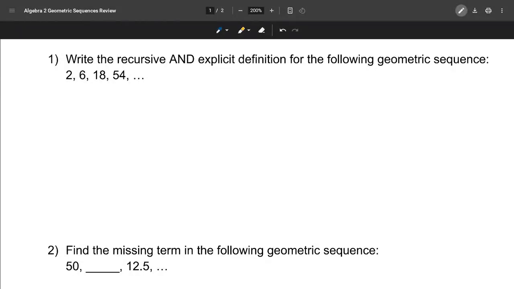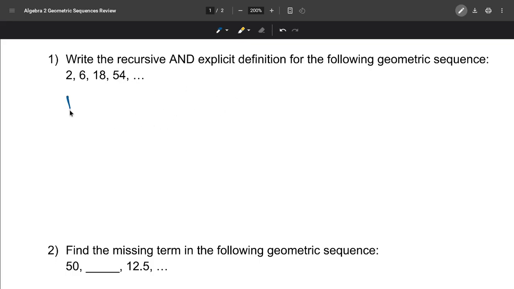In this video we're going through an Algebra 2 quiz review on geometric sequences. So let's get started. Question 1, write the recursive and explicit definition for the following geometric sequence. So we have first term is 2, then 6, 18, 54, and so on.